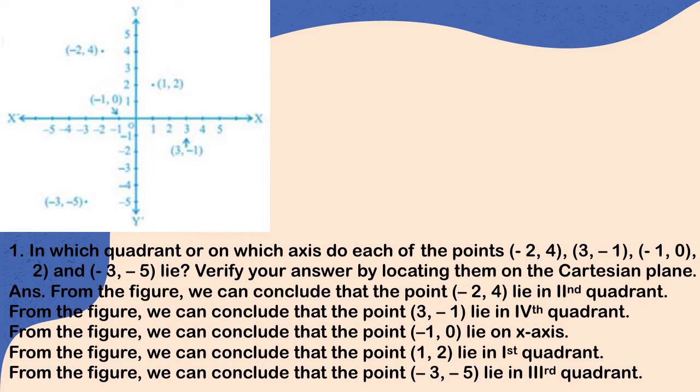Now the second point given is (3, -1). So you can see the x is positive over here and y is negative. That means the quadrant is fourth. Okay, x positive and y negative means the quadrant is fourth. So let's locate this point also.